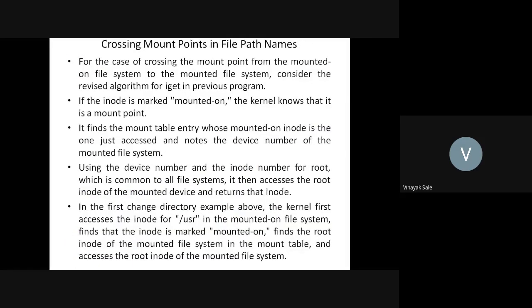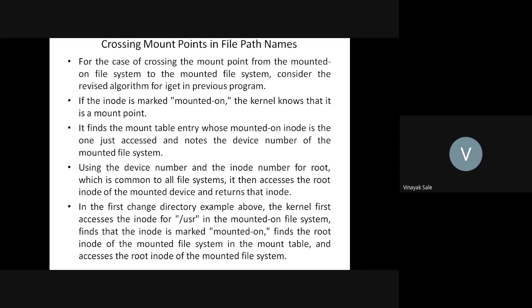For crossing mount points in file path names, in the case of crossing the mount point from the mounted on file system to the mounted file system, consider the revised algorithm for iget from the previous program. If the inode is marked mounted on, the kernel knows that it is a mount point.